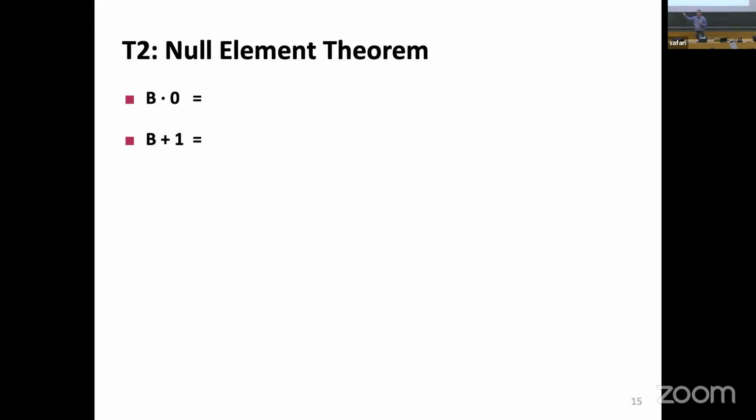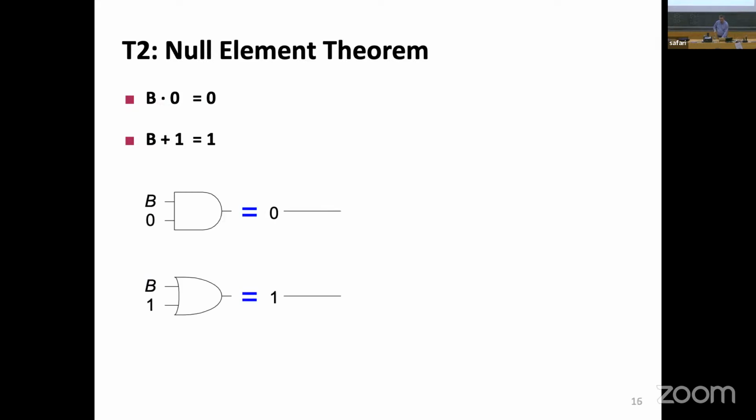Now, the other part is the null element. A null element means that it's just the opposite. If I AND something with 0, there is no need for an operation. The output will be 0. Or if I OR something with 1, I don't need the gate. The output will be 1. It doesn't matter because B can be only 0 and 1. And, you know, 0 or 1 is 1, and 1 or 1 is 1. So I don't care what B is. The result is always 1.